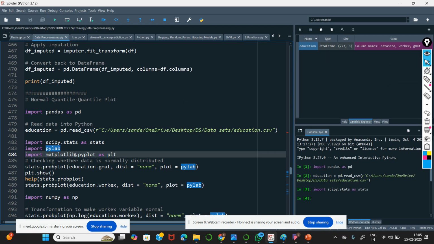If you go to the next one, matplotlib, you know what matplotlib? Matplotlib.pyplot as PLT. It is basically used for plotting.